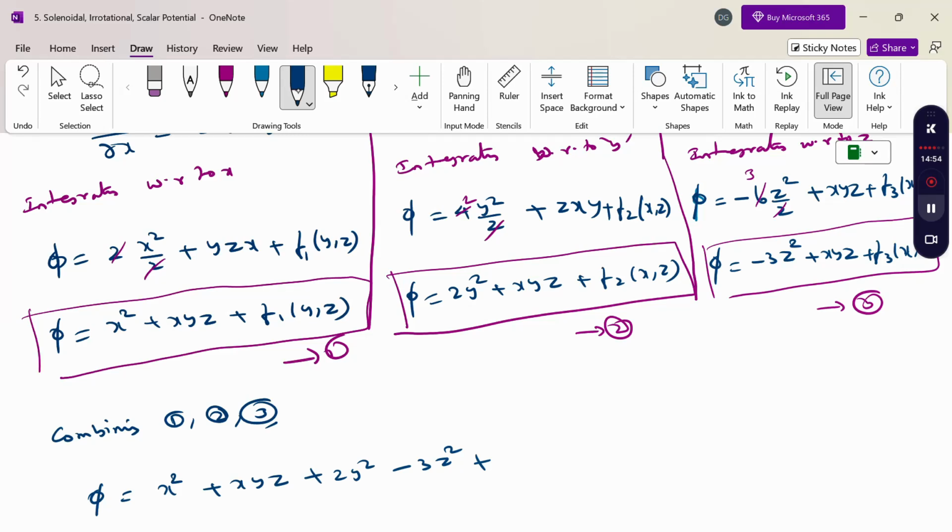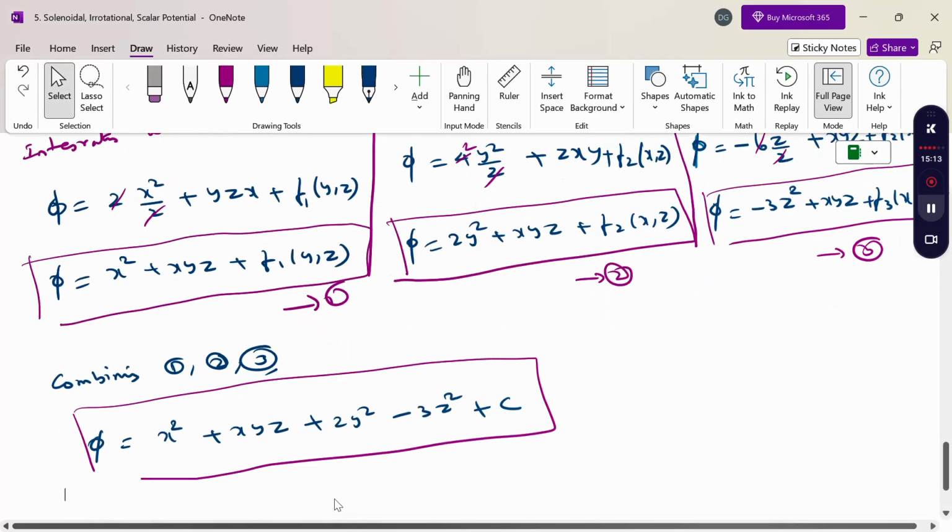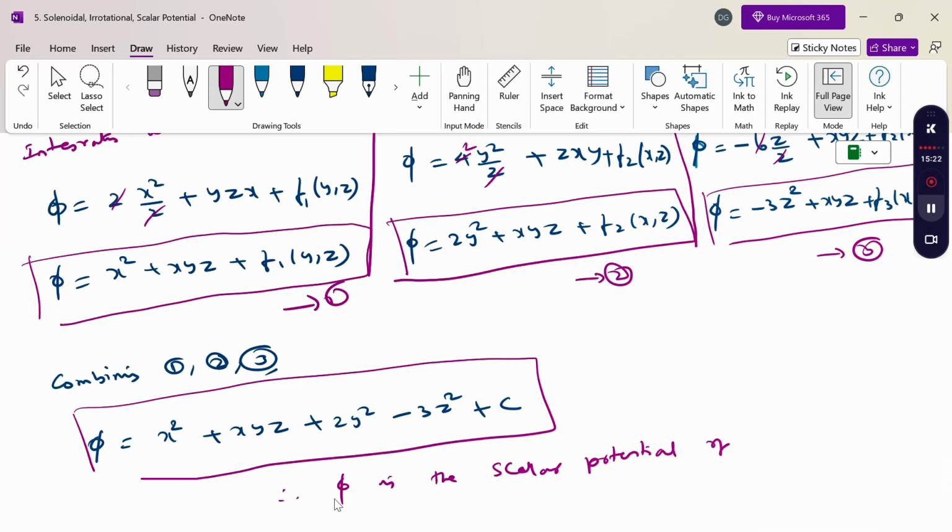These are independent of x, y, z. Therefore consider an arbitrary constant c. So this is our phi value: x square plus xyz plus 2y square minus 3z square. So this phi is nothing but the scalar potential. Therefore phi is the scalar potential of f vector. Thank you.